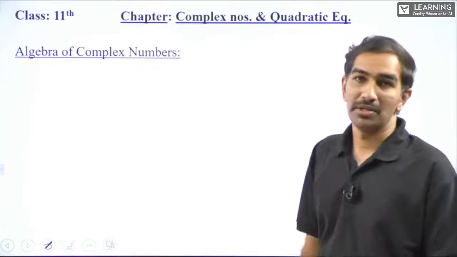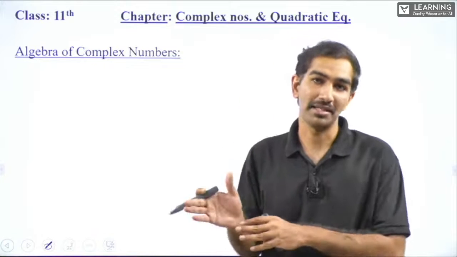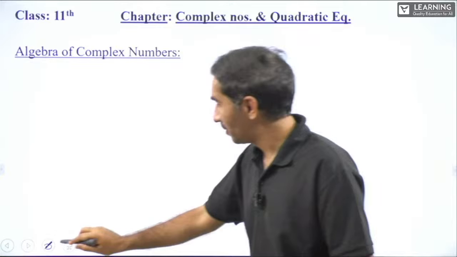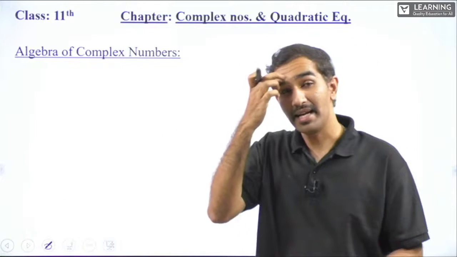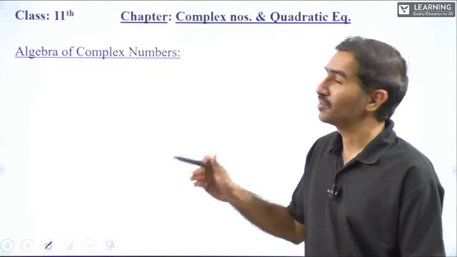Algebra of complex numbers. So we came to know what complex numbers are, right? Complex numbers are the numbers which consist of all the numbers. And a complex number is denoted by the letter Z, which is equal to x plus iy, where x is the real part of the complex number and iy is the imaginary part. So that is a complex number.